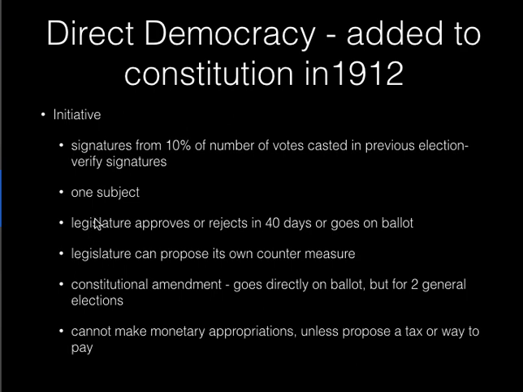It has to be one subject. So you can't have 2 different items. It has to be either marijuana or solar energy. The legislature can approve it and then it's done, or they can reject it and it can go on the ballot. The legislature can also propose a countermeasure. So if they see the citizens trying to put something in and the legislature thinks, oh, that's great, but it's not good enough, then they can propose a countermeasure and put another initiative on the ballot. So sometimes you'll have 2 initiatives that sound like each other, but are a little bit different.